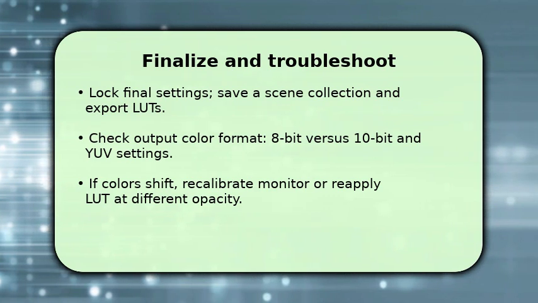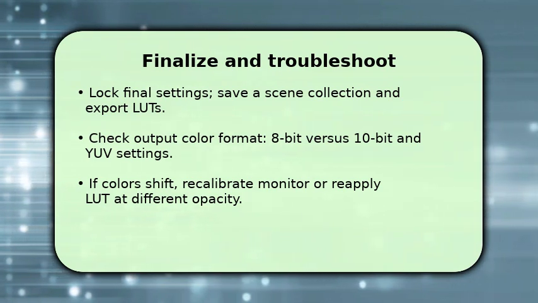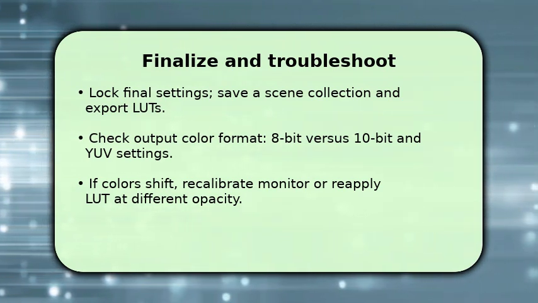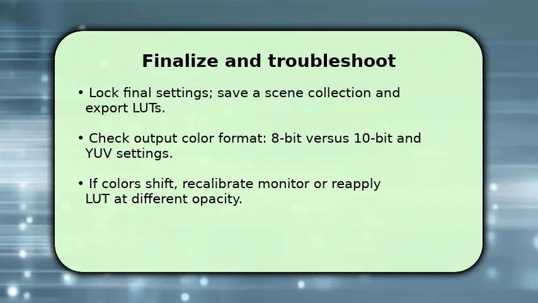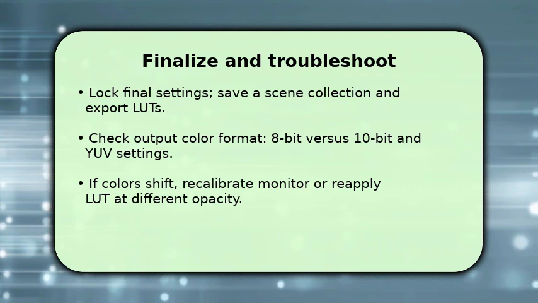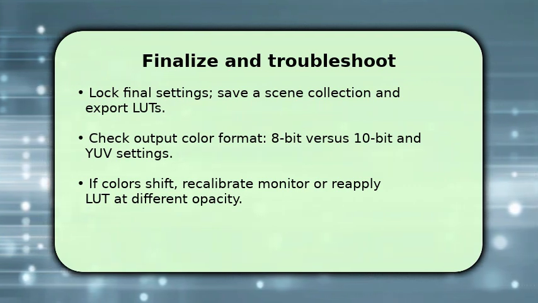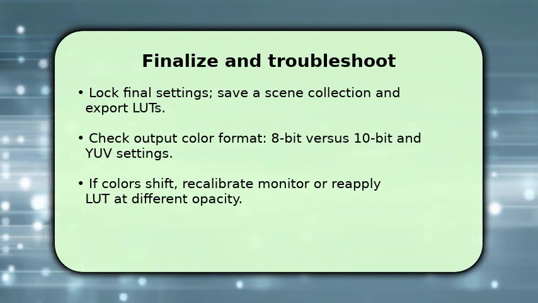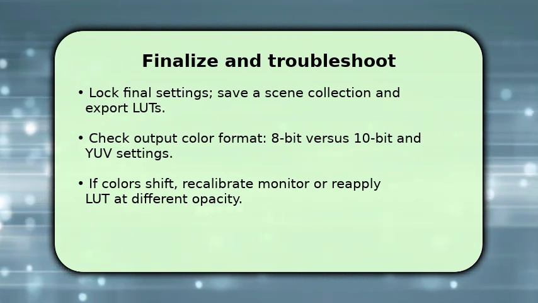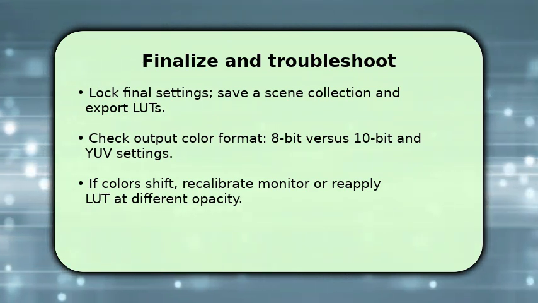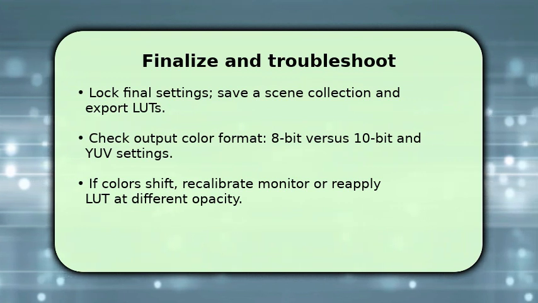Make sure OBS output color format matches your workflow, 8-bit versus 10-bit, and correct YUV/RGB settings to avoid banding or shifts. If colors look off on stream, recalibrate your monitor first, then try reapplying the LUT at a different opacity or toggle the color range. This fixes most mismatches. And if problems persist, revert to your duplicate source and iterate carefully.